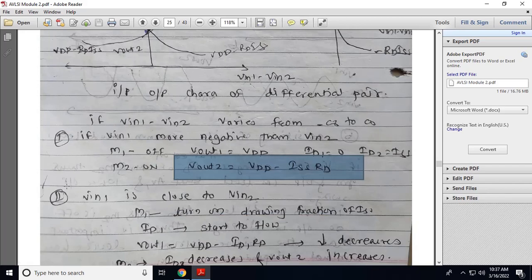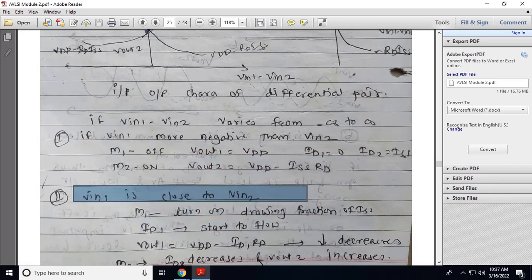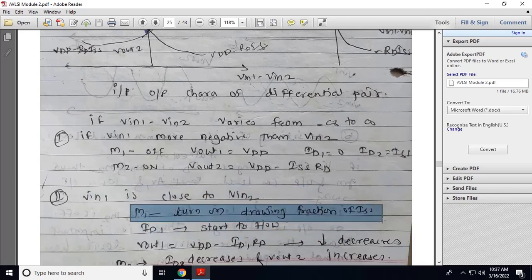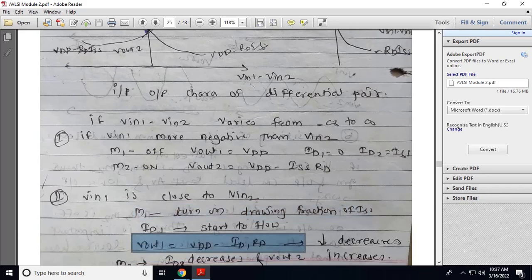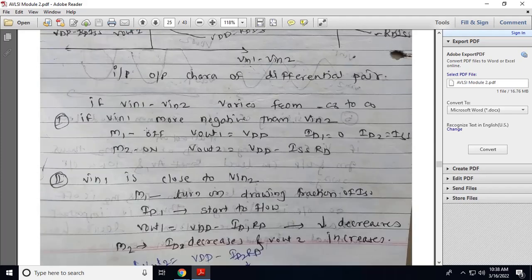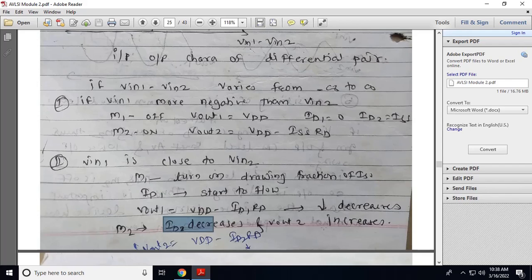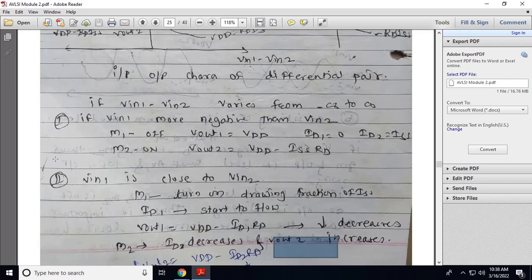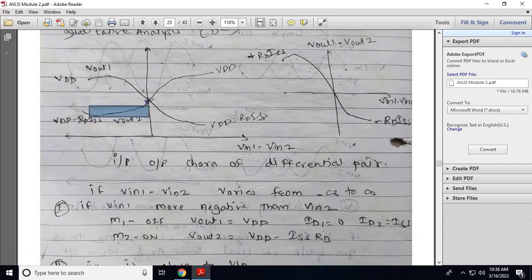Now when Vin1 is very close to Vin2, transistor M1 is on, so it will draw some part of the current ISS, so ID1 starts to flow. So Vout1 will go on decreasing because ID1 increases. So Vout1 is equal to VDD minus ID1 into RD. So the output goes on decreasing for this part. ID2 decreases, so Vout2 will go on increasing.